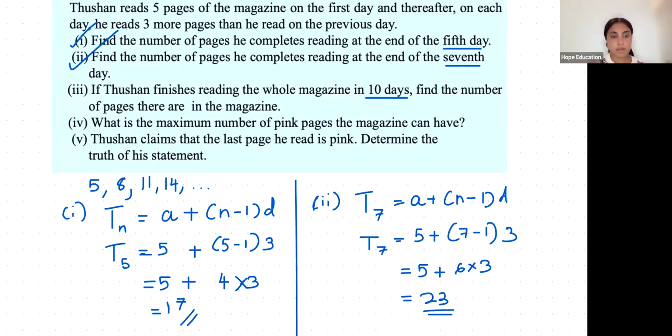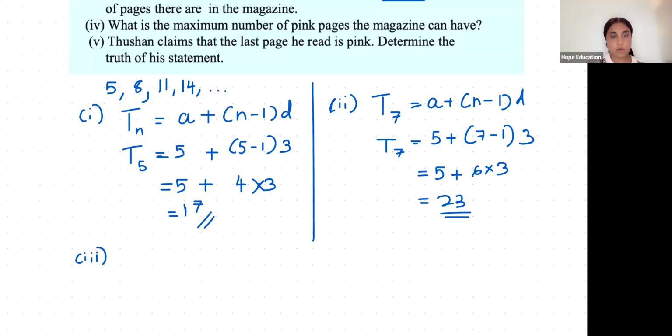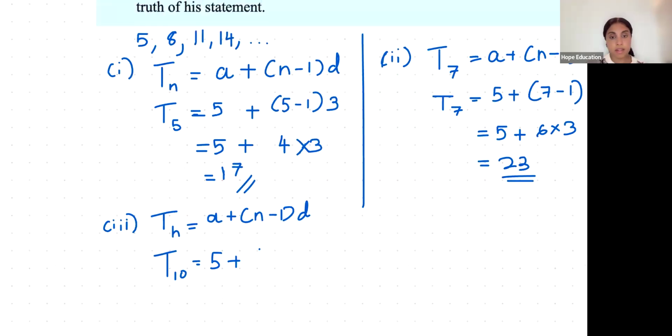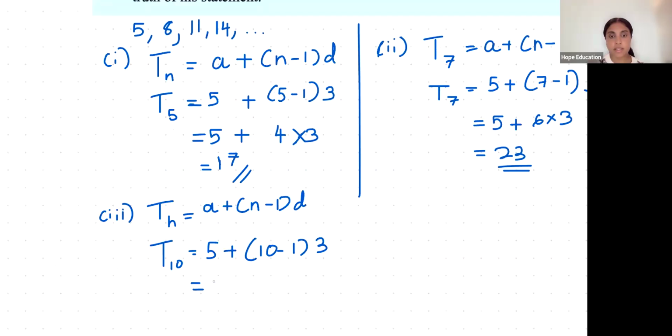So, here Tn equals a plus n minus 1 d. We want T10. A is 5. And n means 10 minus 1, d is 3. 5 plus 10 minus 1 is 9. 9 multiplied by 3, 27. Plus 5 is 32. Okay.